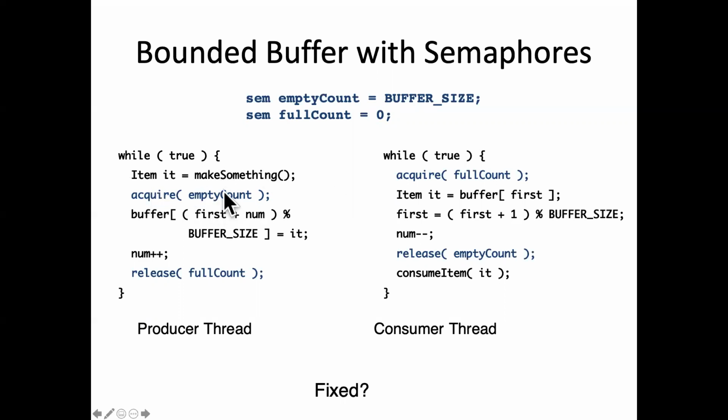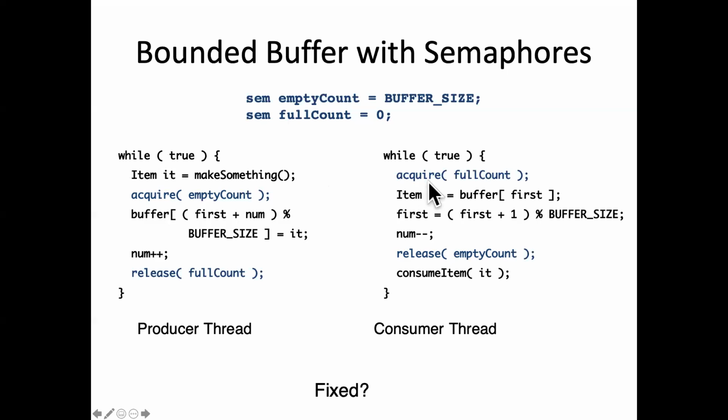Whenever we acquire on this empty count, it starts out at the buffer size, so we'll say that's 10. Every time we acquire on it, it gets decremented by 1. And when it hits 0, we don't even get past this acquire. The producer is going to block here until, we'll see in a moment, the consumer thread takes an item out of the buffer. So if acquire is implemented efficiently, this will keep counting down until the number of empty spaces in the buffer hits 0, and then it'll start blocking the producer thread. And then we're going to do the same thing over here.